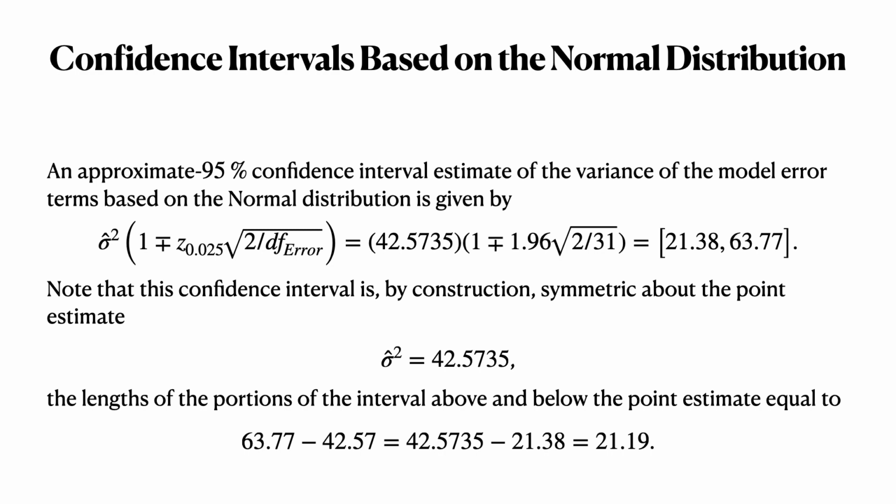Note that this confidence interval is, by construction, symmetric about the point estimate, sigma hat squared. The lengths of the portions of the interval above and below the point estimate are equal to 21.19. Now again, I just want to emphasize that what we are constructing here is a confidence interval estimator that has a confidence level of approximately 95%.